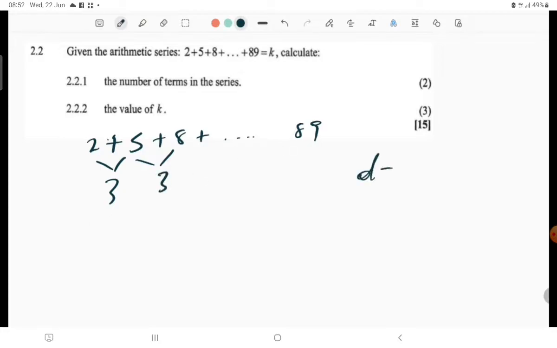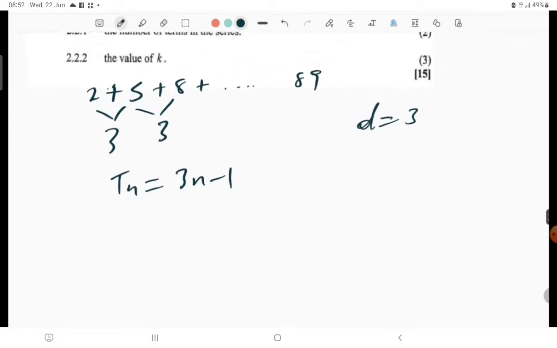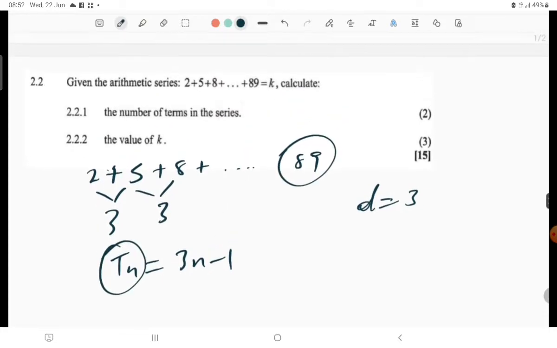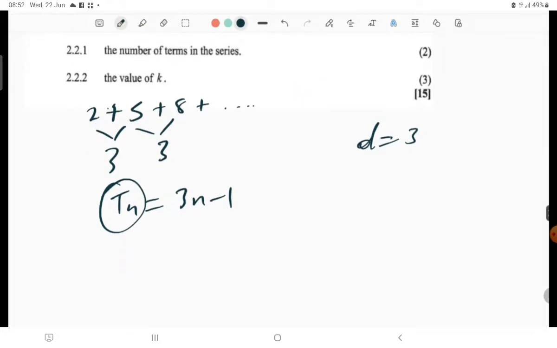So the common difference is just 3. So the term Tn is equal to 3n, then 2 minus 3 is just -1. So finding the number of terms, we just need to know that Tn is equal to that last term. If the last term is given, just use it in the place of Tn. So in the place of Tn, I put 89, which is the last term.